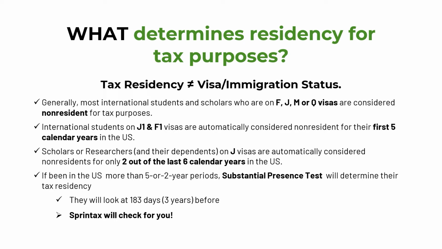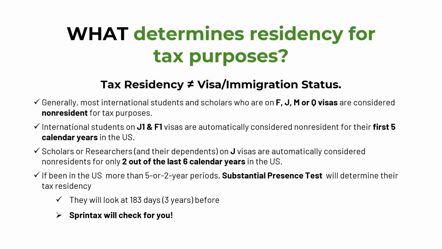for tax purposes. But the IRS has a rule for international students on J1 or F1 visas. They are automatically considered non-residents for the first 5 calendar years they spend in the U.S. After that 5-year period, the IRS will look at your substantial presence test. For the scholars and researchers on J1 visas, the case is slightly different. Instead of 5 calendar years, they are considered non-residents for tax purposes the first 2 calendar years only. After spending 2 years in the U.S. with the J visa, the IRS will evaluate your substantial presence test to determine your tax status.